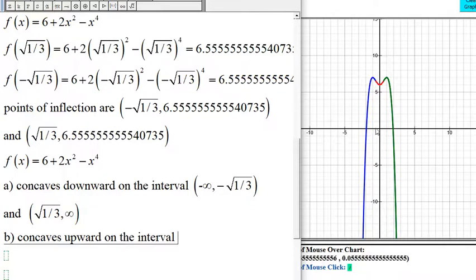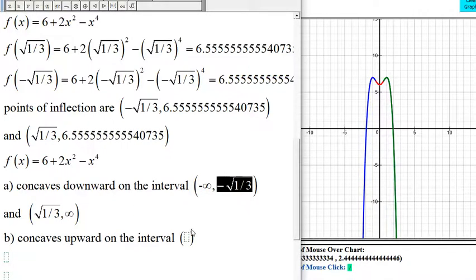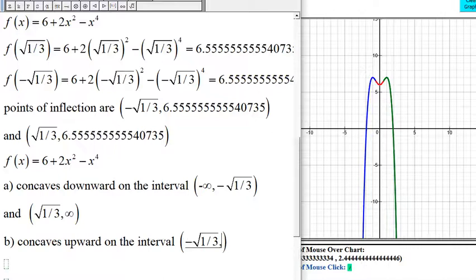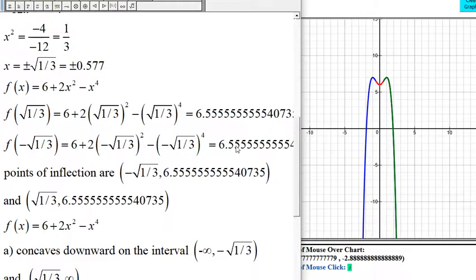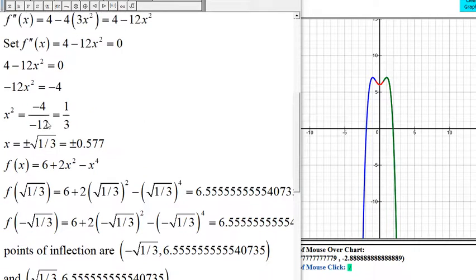It's going to be from here to here, the red part. That's where the graph concaves up. So that's going to be from negative square root of 1/3 to the square root of 1/3. And then also the second derivative test, if we pick any number inside of this interval right here, and then evaluate it with the second derivative, then we will end up with something negative.